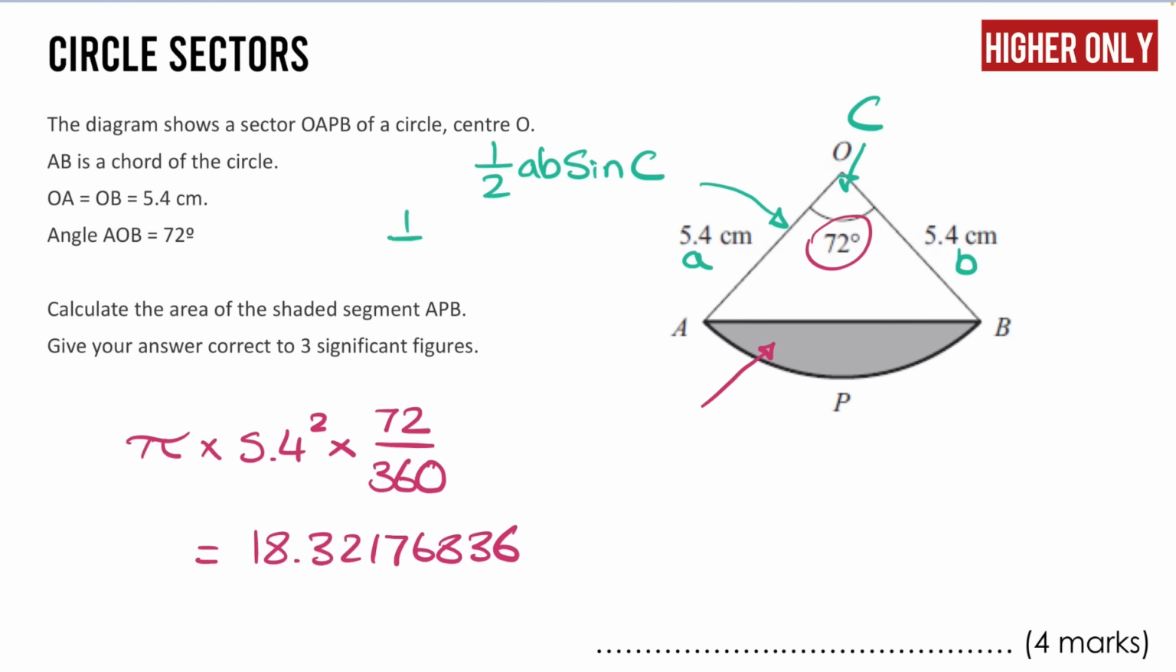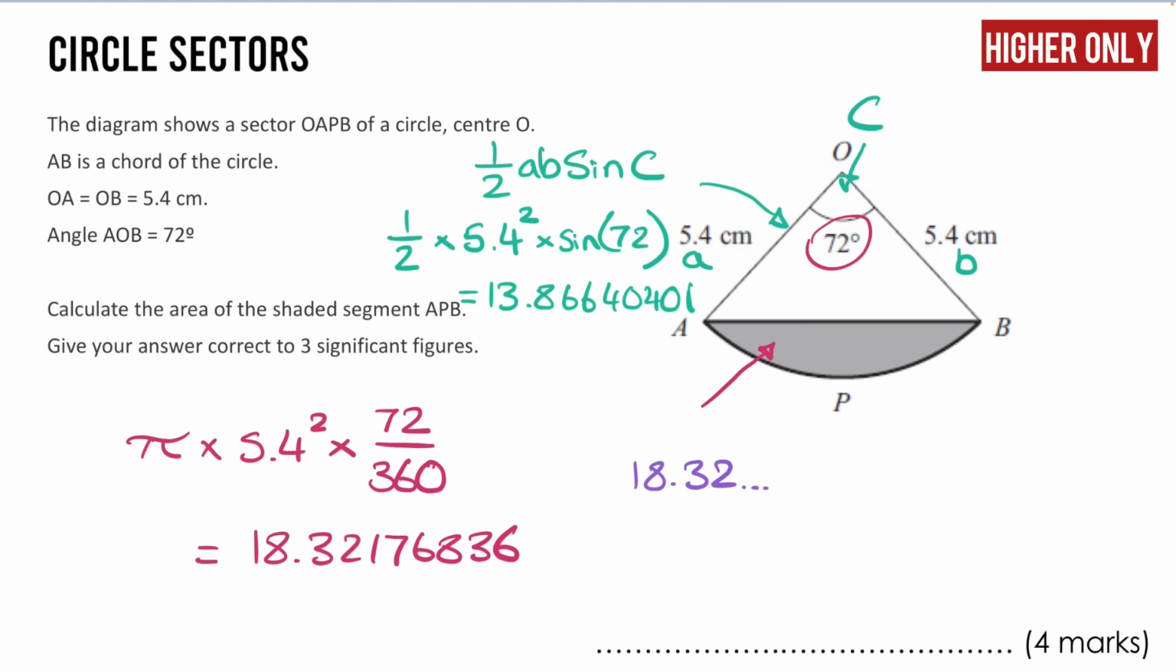So here we do half times 5.4, a nice method you can use because they're both the same. We can do 5.4 squared and then times sine 72. So if we type that into our calculator, you can use 0.5 as well when typing in a half, and then times sine 72, and that gives us the area of the triangle, which here comes out as 13.86640401. So the area of the shaded segment will be the 18.32.